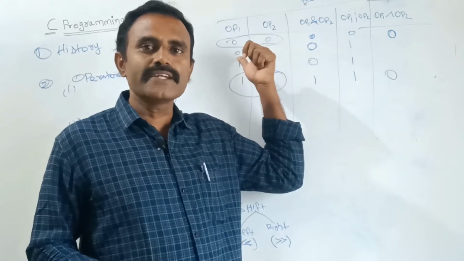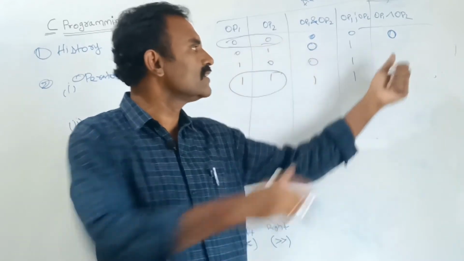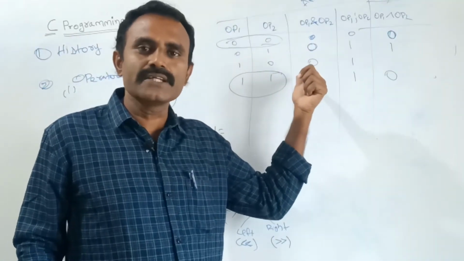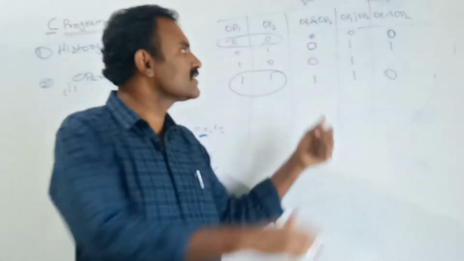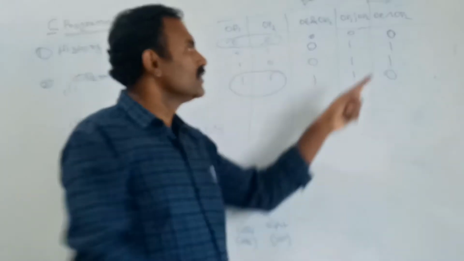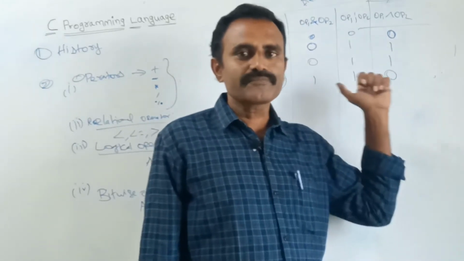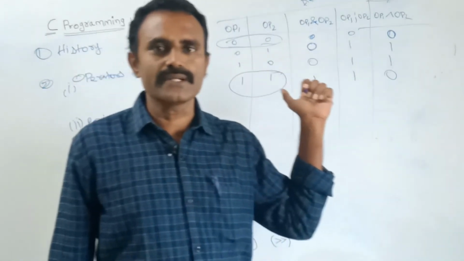That means here it has different bits. So what is the result? True. Here the first bit is true, the second bit is false. So here also the result will be true. This is the bitwise XOR operator. In this way we can use the bitwise operator.